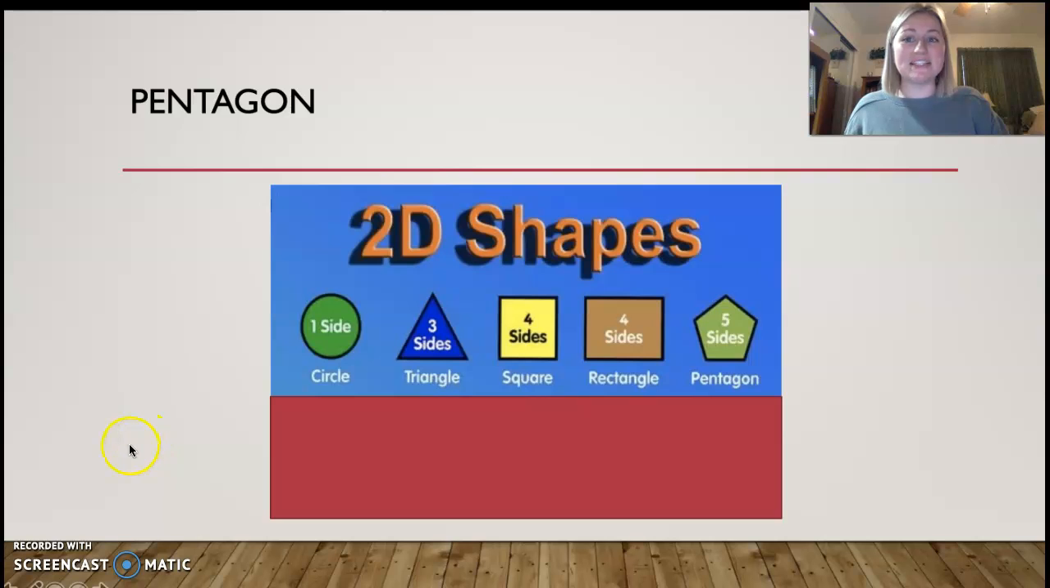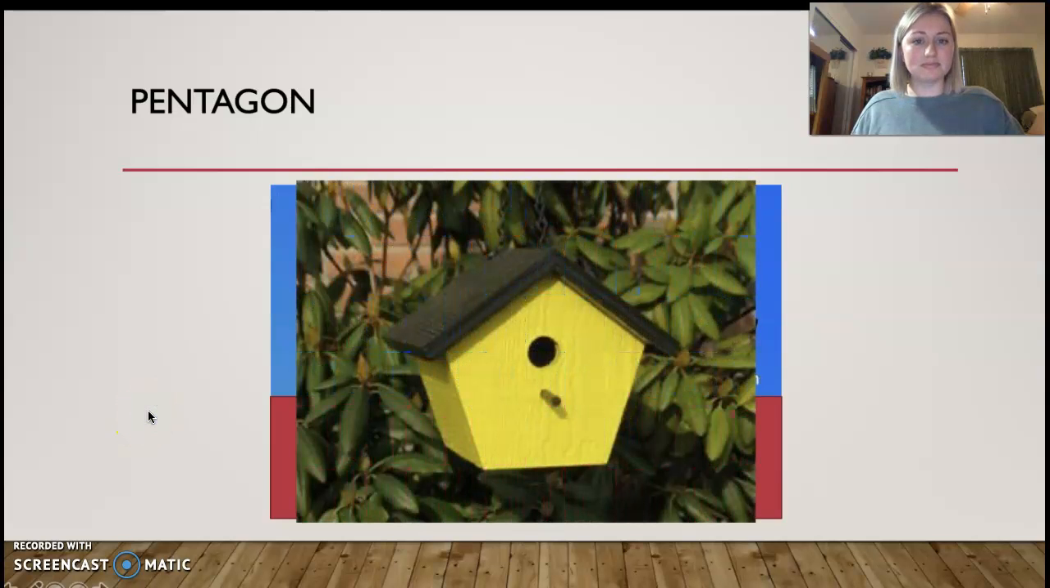Our next shape is the pentagon. As you can see, the pentagon has 5 sides. So let's think of some shapes that might have 5 sides. A birdhouse has 5 sides. So let's count them together. 1, 2, 3, 4, 5 sides. And you can count it again. 1, 2, 3, 4, 5. If you can, I'd love for you to write down a shape that you might have in your house that's a pentagon.